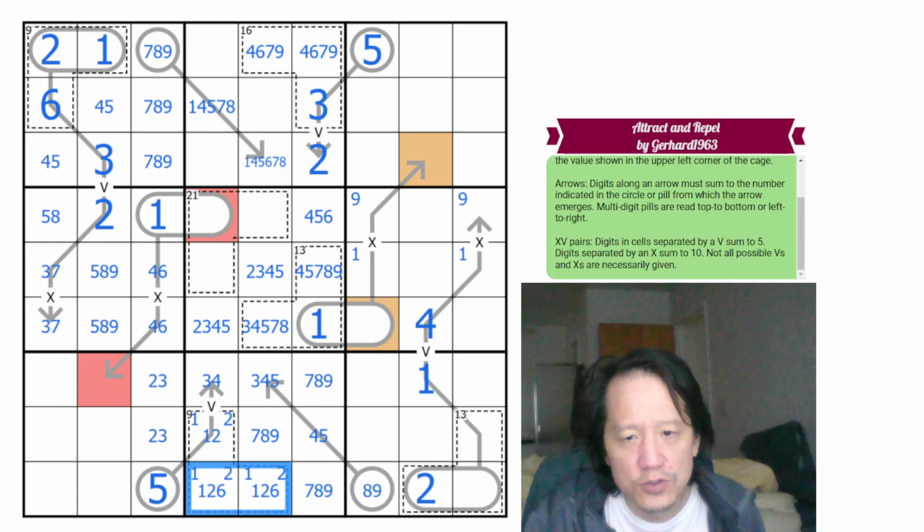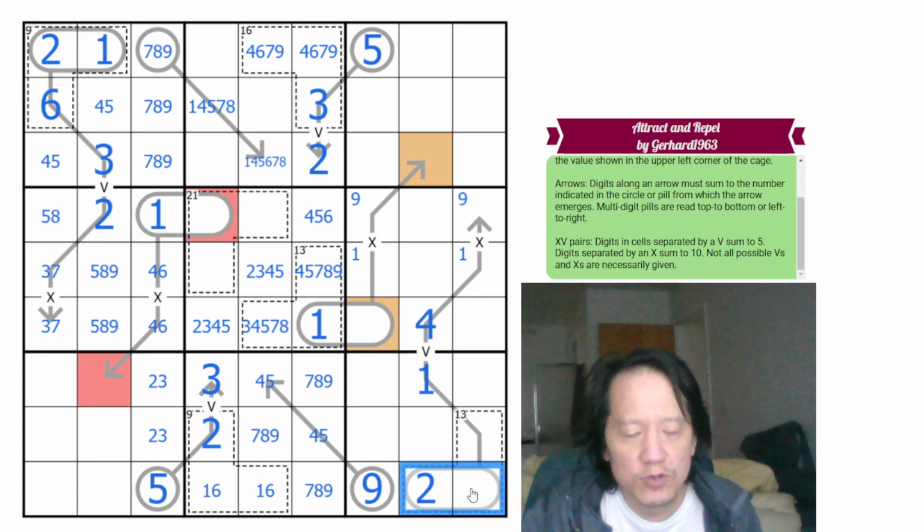So this is 2, which makes this not 2. And therefore it has to be 1 and 6, which forces this to be 2, which makes this 3, which means this is 4 and 5. So 4 and 5 add up to 9. This cannot be 21, 22. Can it be 23? It can be 23 because you have 3 in the corner.